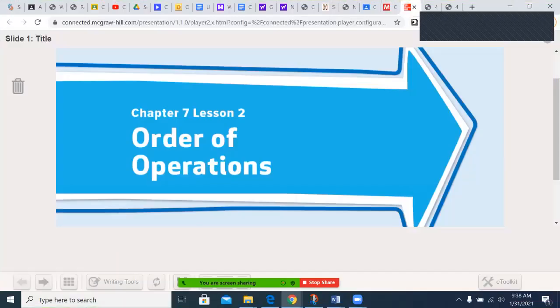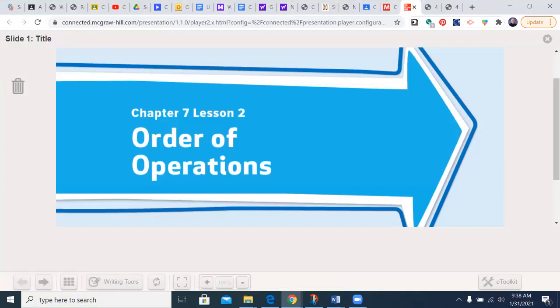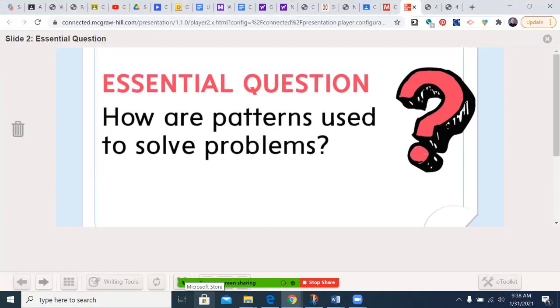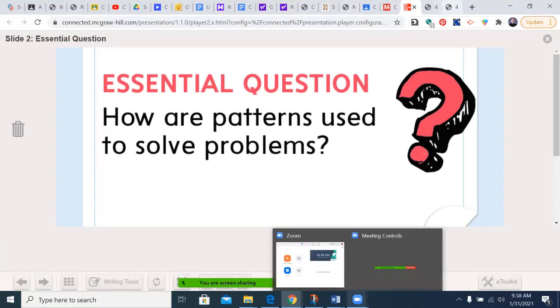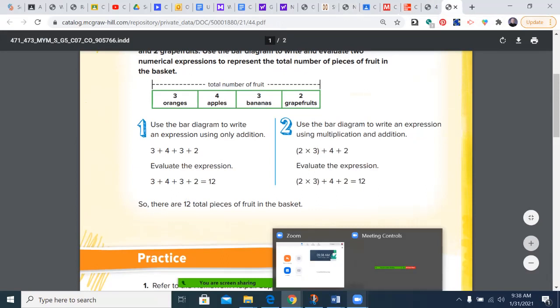Today's episode, Chapter 7, Lesson 2, Order of Operations. The essential question in Chapter 2 is how are patterns used to solve problems? And yesterday you noticed that we can write numerical expressions to represent those patterns, such as 5 plus 5 plus 4 plus 4. Let's begin by reviewing yesterday's assignment.